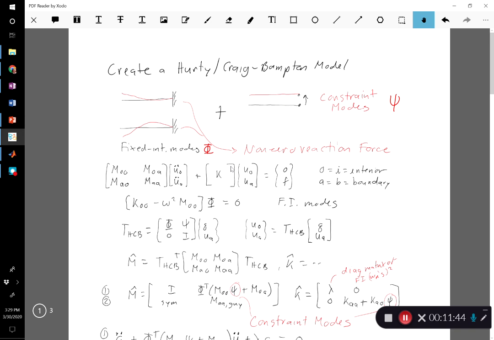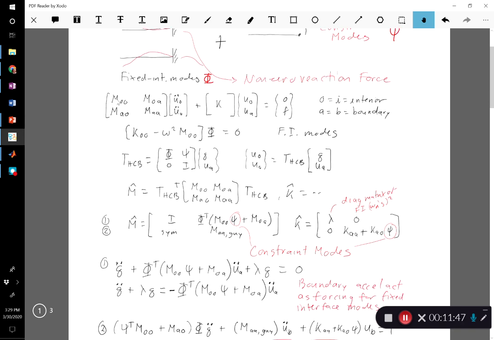But so to create a Hurty-Craig-Bampton model, you remember that we would partition our mass and stiffness matrices to O-set, or interior or discarded degrees of freedom, and to A-set, or boundary degrees of freedom. And then we'd solve an eigenvalue problem on the O-set to get the fixed interface modes. And then we are able to construct the Hurty-Craig-Bampton transformation between fixed interface modes and their amplitudes, and the boundary motion, the motion of the A-set, and these constraint modes.